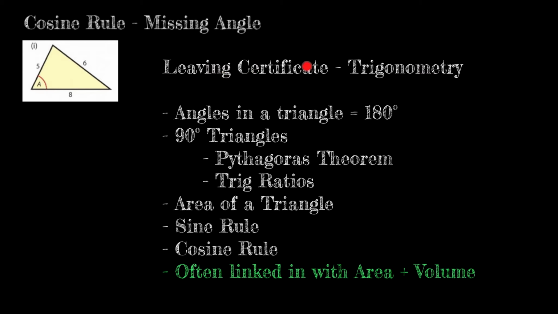So leaving our trig, angles in a triangle equal 180. That won't help me here because I don't know any of the angles. Okay, 90-degree triangles. 90-degree triangles are Pythagoras' theorem and trig ratios, but obviously I have no 90-degree angle there, so I can't use Pythagoras' theorem or trig ratios in this question. The next one is the area of a triangle. Will that help me here? It won't, because I don't know the area of this triangle, so it's of no benefit to me at all.